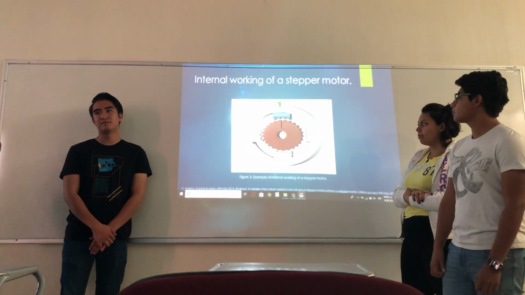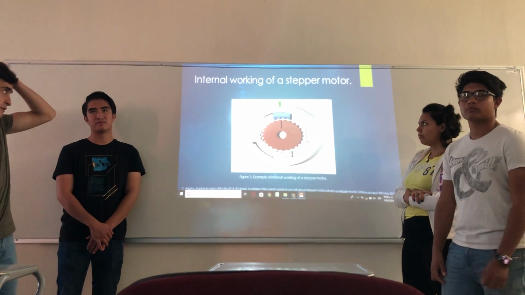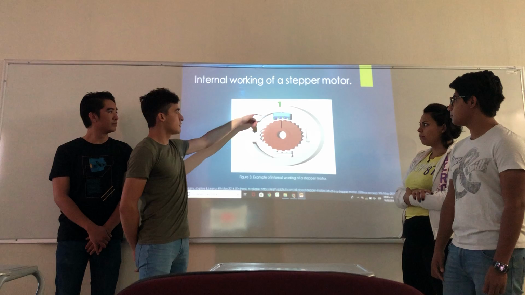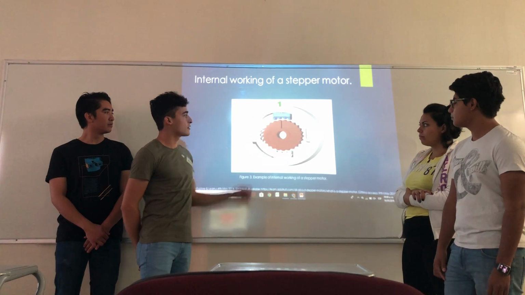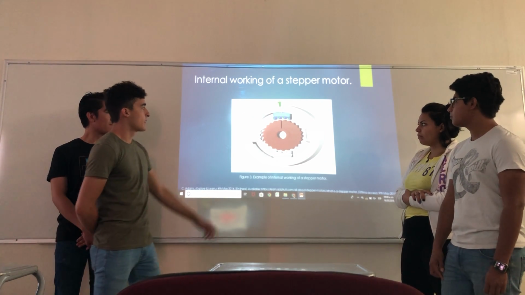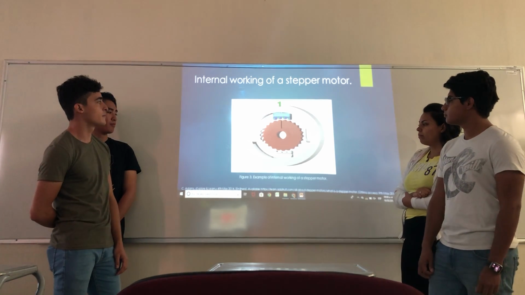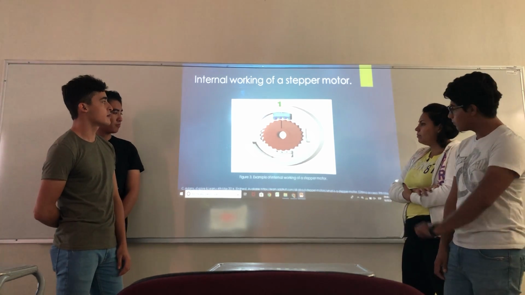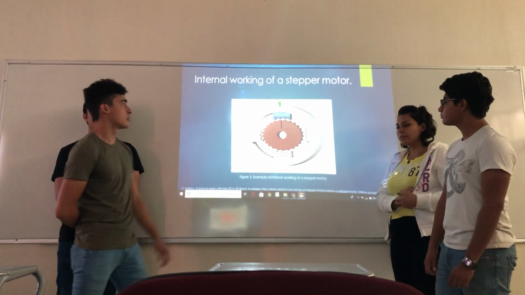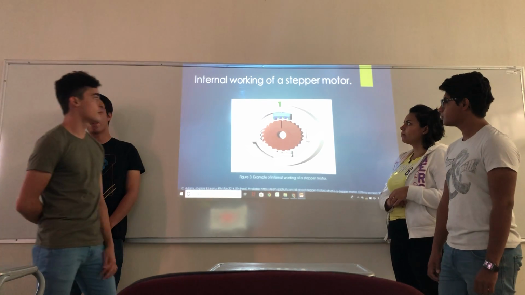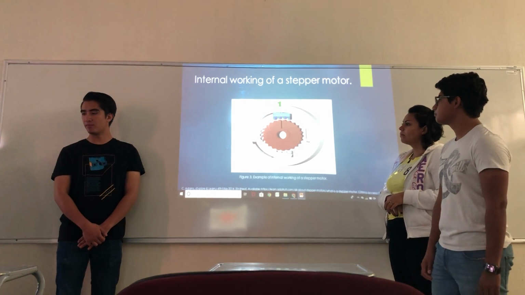Now we have here an animated picture of the internal working of a stepper motor. As we can see, these are the coils or the phases, and the rotor is represented with a gear. Each one of the phases is going to be energized and the rotor is going to start moving. Each one of the teeth of the gear is going to represent a step of the motor.